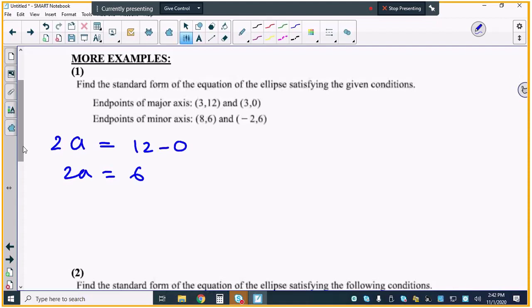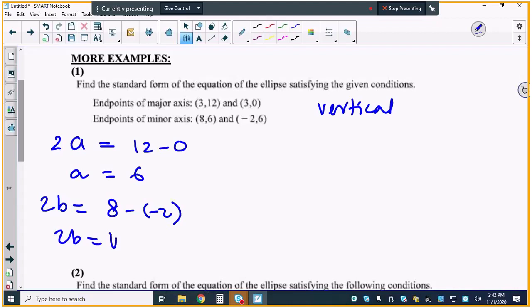And since for the major axis you are changing the y coordinate, those are the two vertices. That means this is an ellipse with a vertical major axis. So a I know is 6 units. Similarly, I can find b. Now see, for b, you did not change the y, you changed the x, and the total change is going to be this. So 2b is going to be 8 minus negative 2. So 2b is 10, that means b is 5 units.